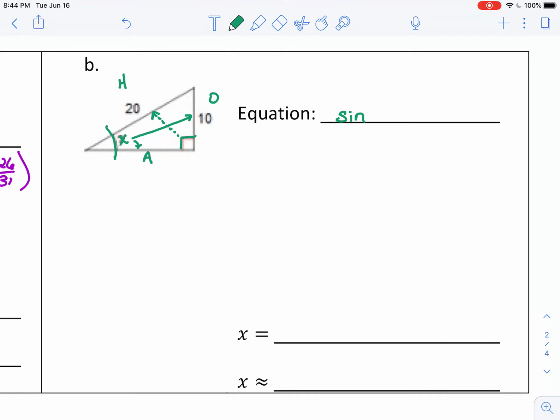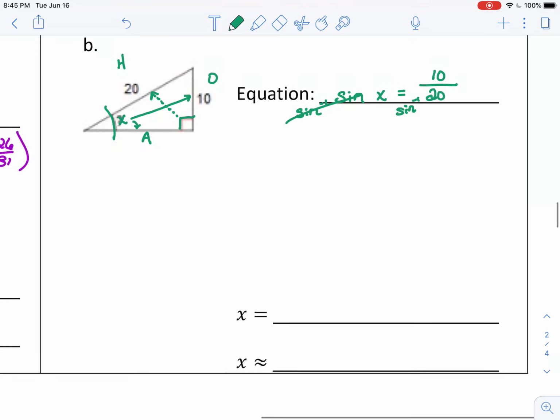So SOHCAHTOA tells me we're going to use a sine ratio. So you always write sine of your angle. My angle is x. You set it equal to the ratio SOHCAHTOA of O over H, 10 over 20. So then you got to get x by itself. Cross multiplying is not helpful because you almost have x by itself. You just got to get rid of the sine. To get rid of the sine, I'm going to take sine inverse of both sides. So that'll cancel.